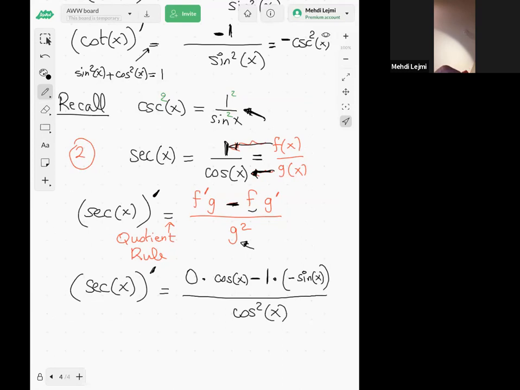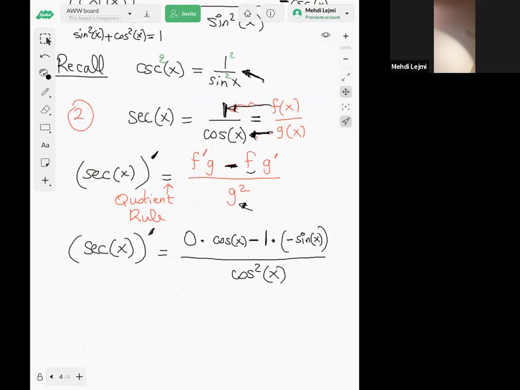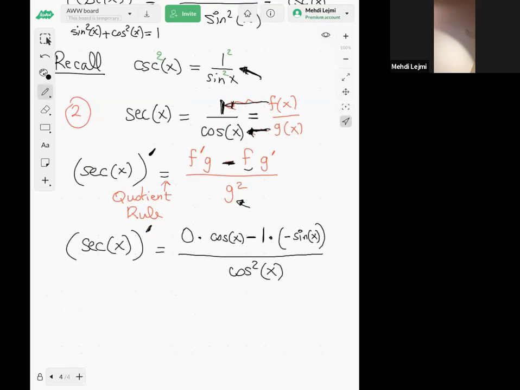So yeah, we can simplify the top, of course. The derivative of secant of x: 0 times cosine is 0. And then we have minus, that will be a plus, so it's plus 1 times sine, so it's sine of x. So this is sine of x in the top over cosine squared. So that's the answer.